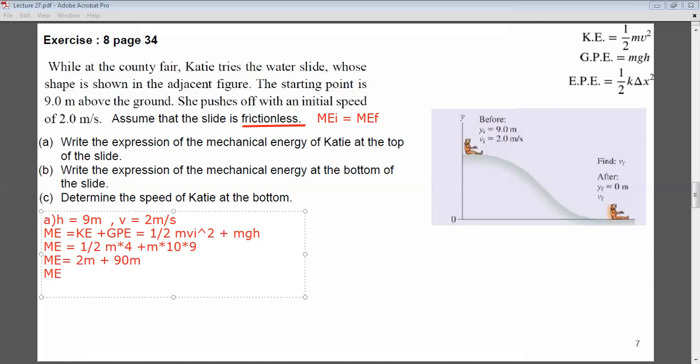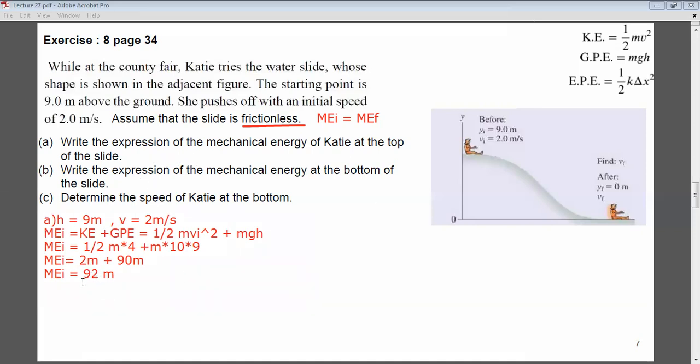So let's say this is mechanical energy initial or top. You can call it on top and down as you wish. So you can call it ME initial or ME at the top. Okay, and I get this to be 92 times the mass of Katie. Okay, so this is the expression. It's an expression because it's not a number. This m, I don't know it. It's not a number. It's an expression.